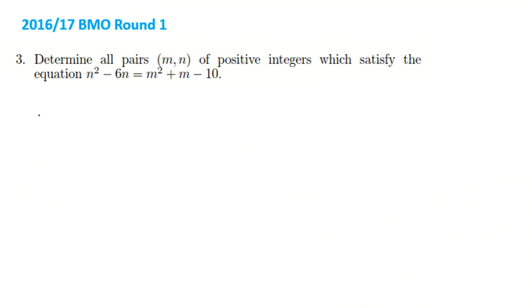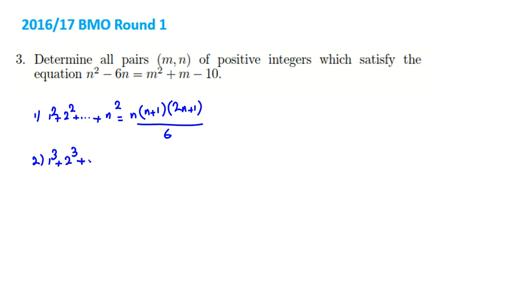There are some identities you should memorize. For example, 1 squared plus 2 squared up to n squared equals n times n plus 1 times 2n plus 1 over 6. 1 to n is n times n plus 1 over 2. It is so famous. The next one, 1 cubed plus 2 cubed up to n cubed, for example, is n times n plus 1 over 2, squared. So we have many ideas like this.